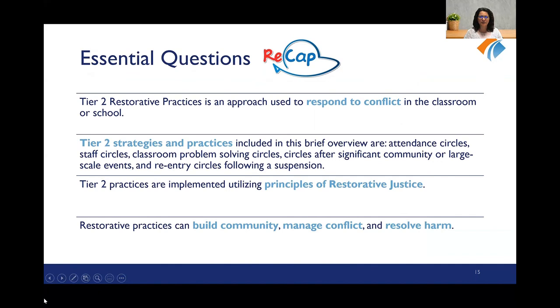So just a recap of what we've covered. Tier 2 restorative practices are used to respond to conflict at the classroom level or even in the school. And these strategies and practices that we included are the attendance circles, staff circles, classroom problem solving circles, and then responding after a significant or large-scale event, and reentry following suspension. All of these practices are built upon the principles of restorative justice, and they're meant to build community, manage conflict, and resolve harm.